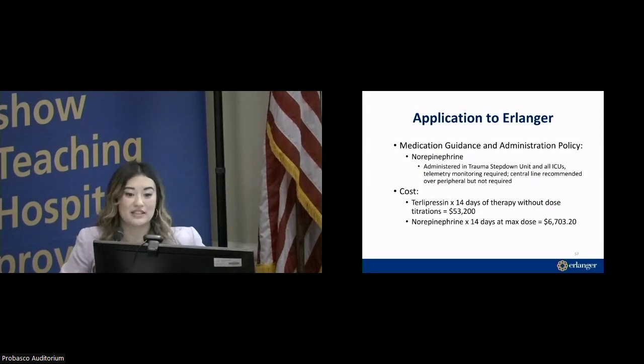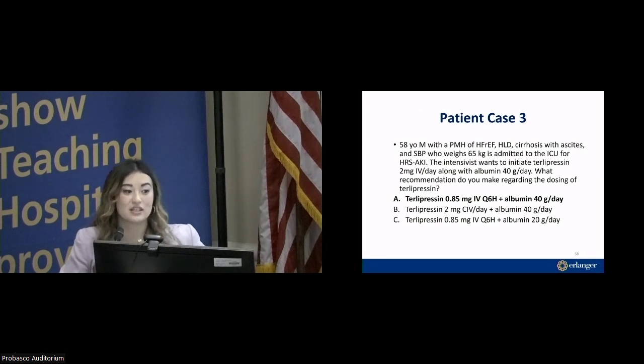If we were to apply this to Erlanger, let's take a more specific application by looking at a case. A 58-year-old male with a past medical history of HFrEF, hyperlipidemia, cirrhosis with ascites, and SBP, weighing 65 kilograms, is admitted. The intensivist wants to initiate terlipressin 2 milligrams IV per day, along with albumin 40. What recommendation would you make regarding the dosing of terlipressin?